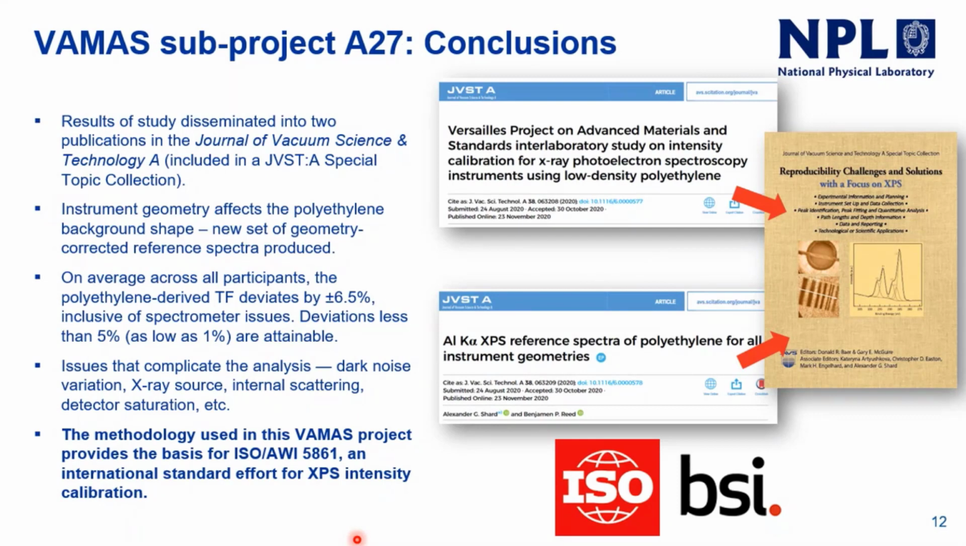So the conclusions are that you can do it. The transmission functions are about good to an accuracy of 4 or 5%. That's not as good as the copper, silver and gold method, but it still works for those people who can't access the methods for calibrating their spectrometer. And we're putting this forward as an ISO standard that's in progress at the moment. So it's out for comments in the first round.